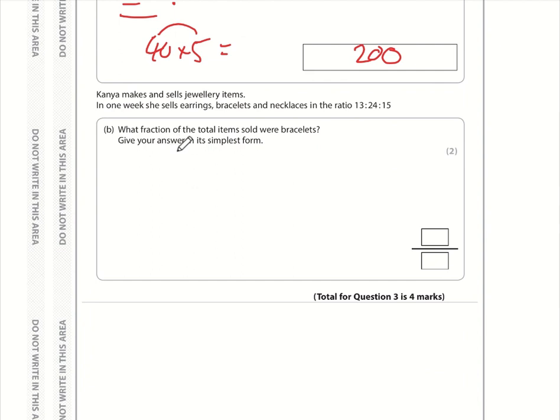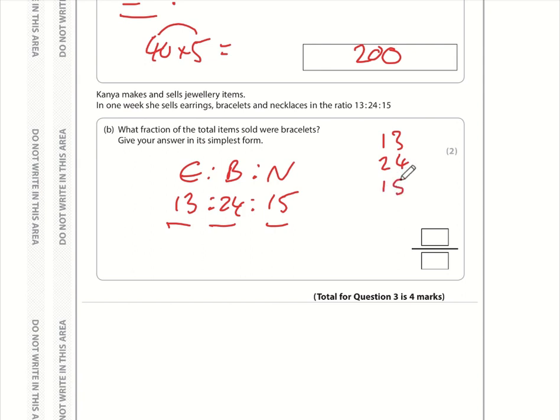Kanya makes and sells jewellery items, so the ratio of earrings to bracelets to necklaces is 13 to 24 to 15. So what fraction were bracelets? Quite often at this level of maths, you need to think about turning ratios into fractions. The denominator of these fractions is simply the sum of these numbers. So 13 plus 24 plus 15. 7, 12, carry 1, 1, 2, 3, 4, 5. So it's 24 out of 52.